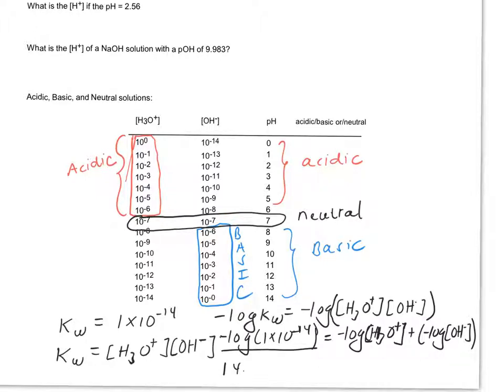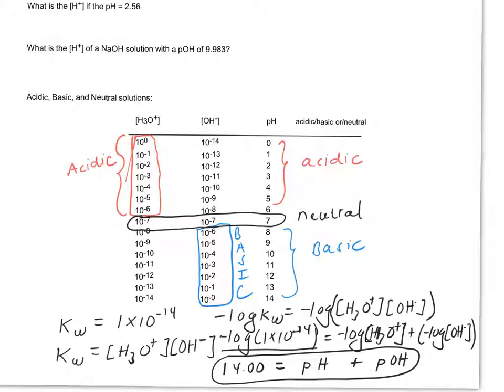And if you plug into your calculator the negative log of 1 times 10 to the negative 14, that's going to equal 14. And we know that negative log of hydronium is equal to pH, and the negative log of your hydroxide is equal to pOH. So this is an important formula: 14 is equal to pH plus pOH. This is another equation that you can use to derive either pH or pOH in some problems.